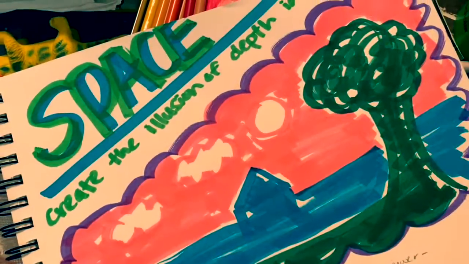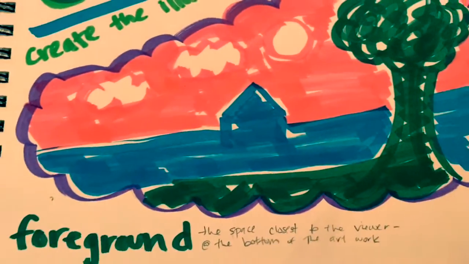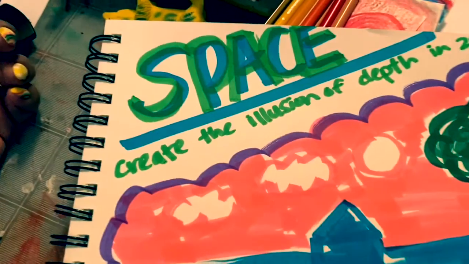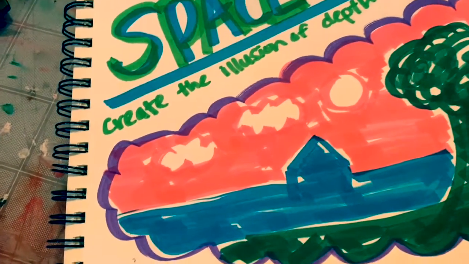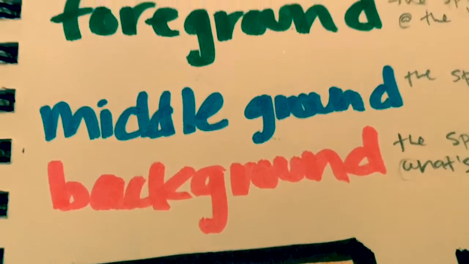Let's see, today we are going to learn about foreground, middle ground, and background, and we're going to be creating a scene. So how do we turn a 2D picture and make it look 3D? Well, we do that with space. With space, you create the illusion of depth, and the way that you do that is by having a background, middle ground, and foreground.